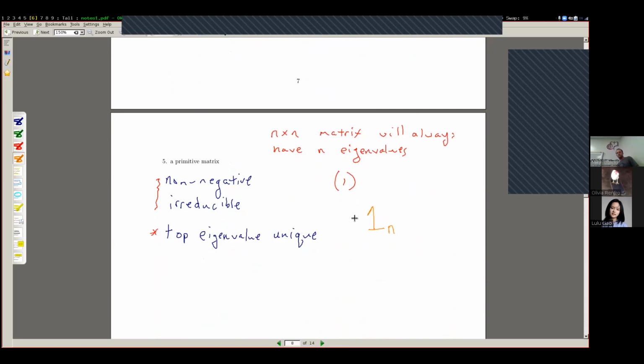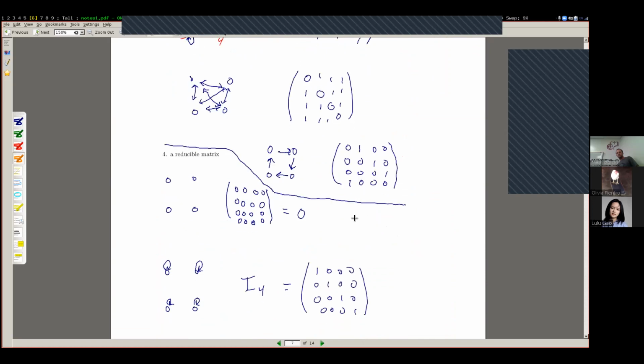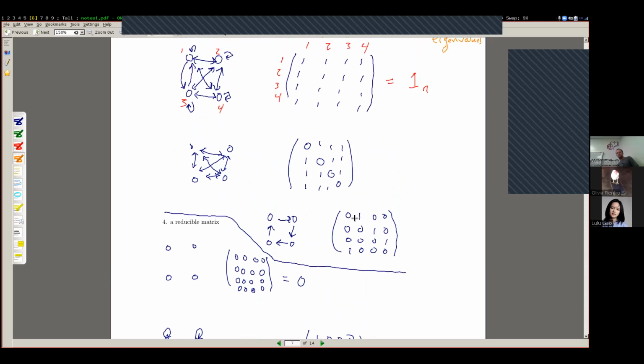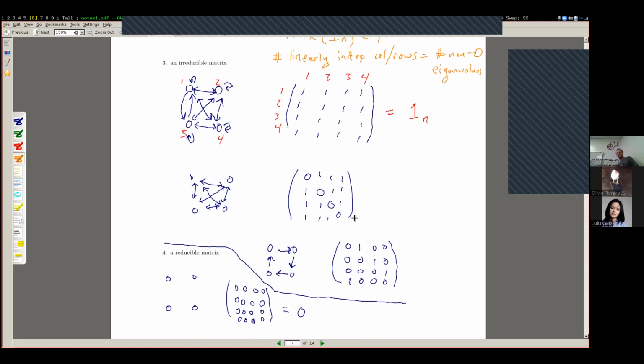Any questions about, yes? I'm so sorry. For the reducible matrix, is it that not every node can be reached from another node? So the question is about the reducible matrix and exactly what the definition of a reducible matrix is. The right way to think about it is that it just literally means not irreducible.